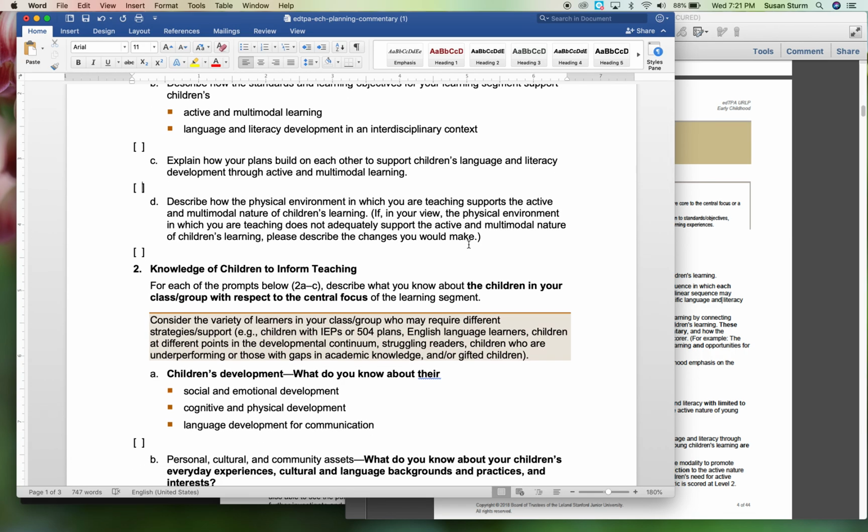Part D is: describe how the physical environment in which you are teaching supports the active and multimodal nature of children's learning. And if in your view it doesn't, like say you're in a space that you have no control over because you're not the full-time teacher, you should describe the changes that you would make. So this is really where you talk about the physical classroom.